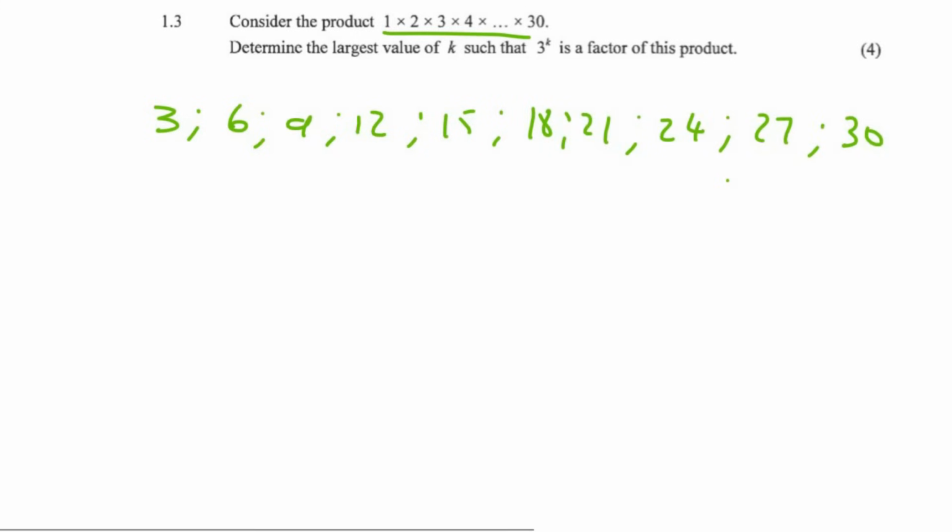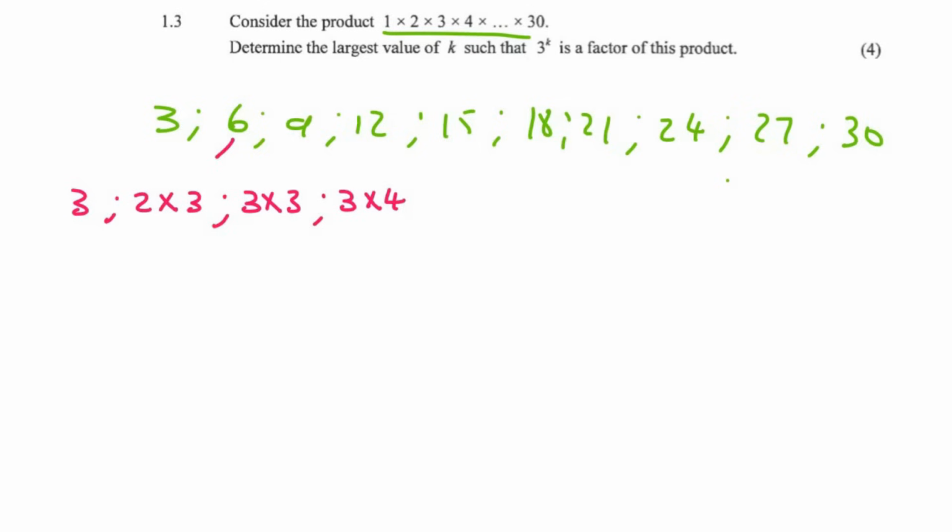Now, I would then rewrite them in terms of 3. So 6 is the same as 2 times 3. 9 is the same as 3 times 3. 12 is the same as 3 times 4.